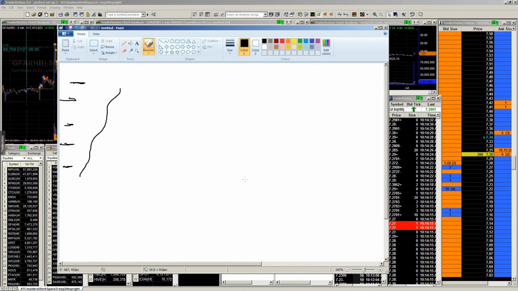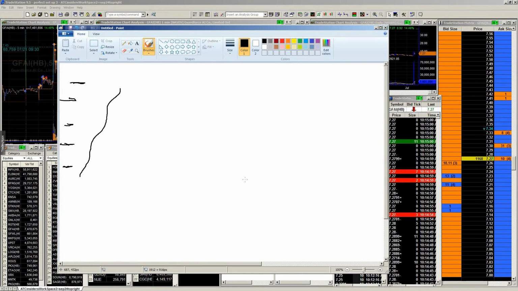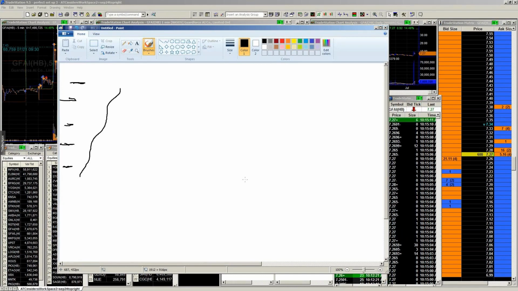Okay, what do I mean by that? What does it mean when a stock goes up on nothing? Yeah, there's really no reason for it to be going up. It's going up on nothing. Now, about 90% of the time, when a stock goes up on nothing, what ends up happening? Ends up coming back down.